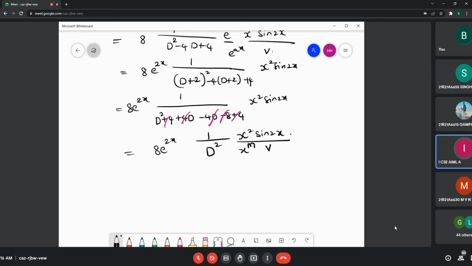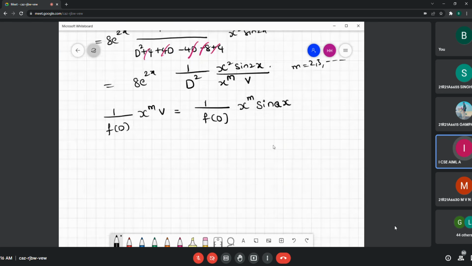X to the power m into v. So here 1 by f of d into x to the power m into v is equal to 1 by f of d into x to the power m, where m is equal to 2, 3 and so on. If it is more than 1, then you choose this formula. So v is here sine ax, or sine x, whatever the value of a.